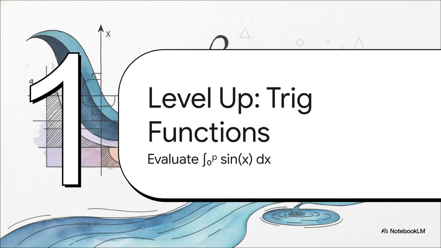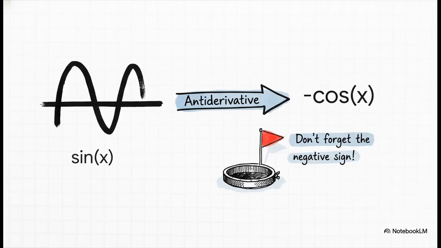All right, you ready to level up? Let's see how our shortcut handles something a little trickier, like a trig function. We're going to find the area under one whole arch of the sine wave, from 0 all the way to π. Okay, step 1, find the antiderivative. And listen up, because here's a spot where a ton of people mess up. The antiderivative of sin(x) is negative cos(x). It's so easy to forget that little negative sign, but it changes everything.